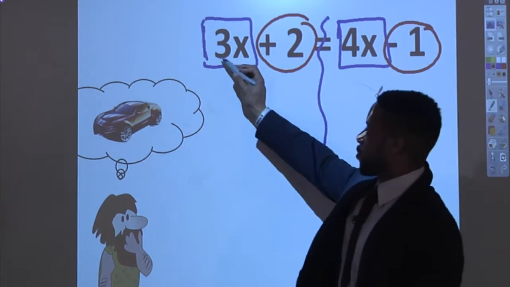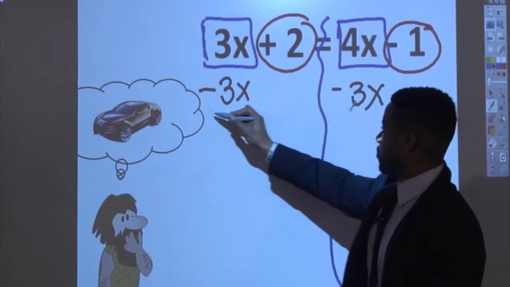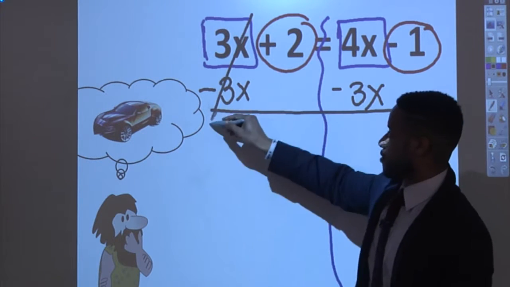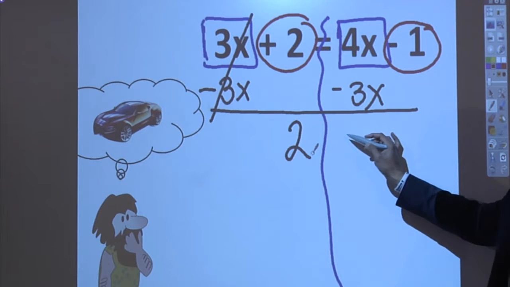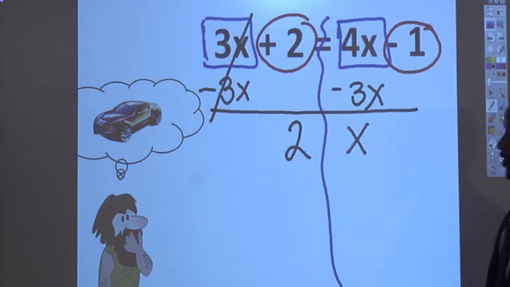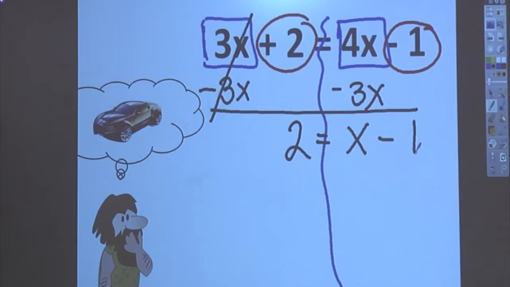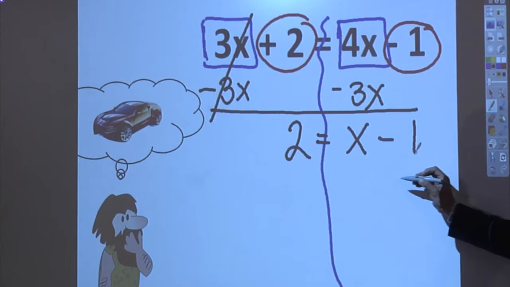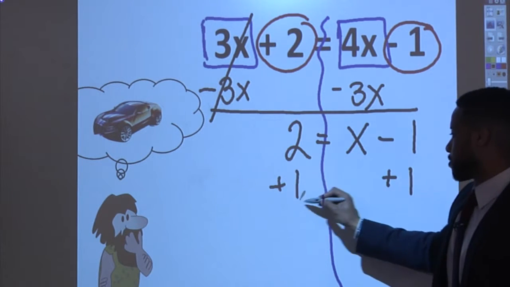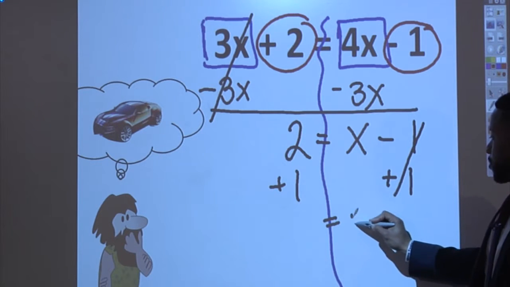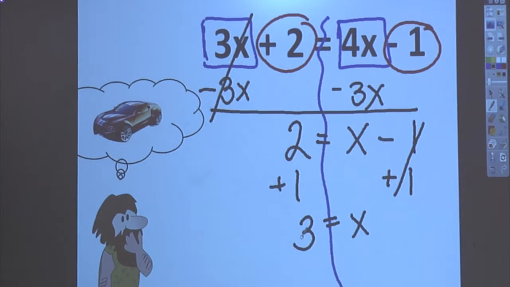Okay? So it's positive 3x. I'm going to subtract, inverse operation, from both sides. 3x minus 3x, 0. Okay, I'm left with 2. 4x minus 3x is 1x, or we can just write x. And then I bring down my negative 1. My last step is to get my constants together. So I'm going to add 1 because it's the inverse of subtraction to both sides. Cancels out here. I get x equals 3. Good. Okay.